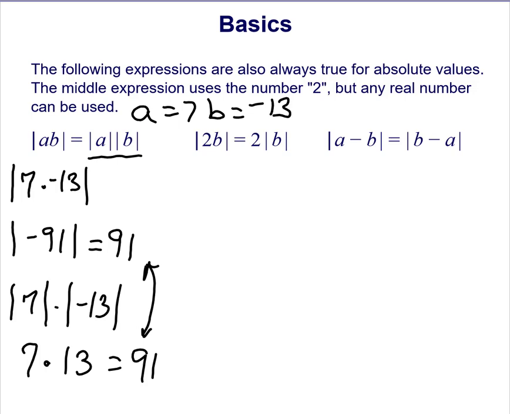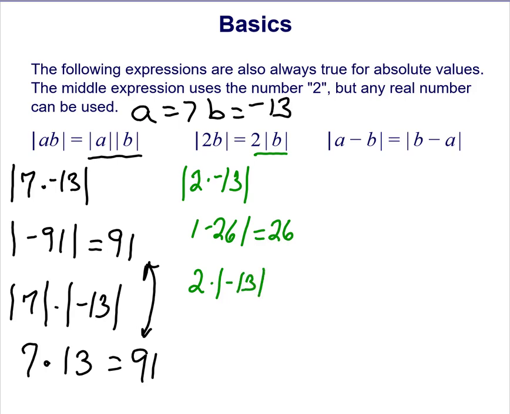Next, we're going to try 2 times b, take the absolute value, and see if that's equal to 2 times the absolute value of b. So let's take 2 times negative 13, take the absolute value. Well, 2 times negative 13 is negative 26, and the absolute value of negative 26 is positive 26. Now we'll consider the second half. 2 times the absolute value of negative 13. Well, the absolute value of negative 13 is positive 13, and 2 times positive 13 is also positive 26. They are also true, so that checks.